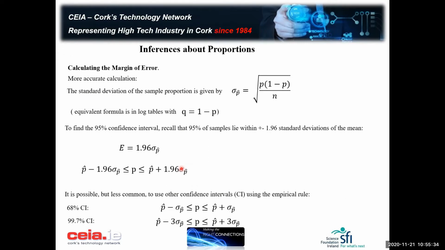There's a more accurate way of calculating it, and that is using the standard deviation of the sample proportion, which is what was labeled here as sigma p hat. Now this formula is in the log tables, but in some editions of the log tables it is written as the square root of pq over n. So that's just a warning there, where q is 1 minus p. But this is the version of this formula that you should remember, right? The square root of p times 1 minus p over n.